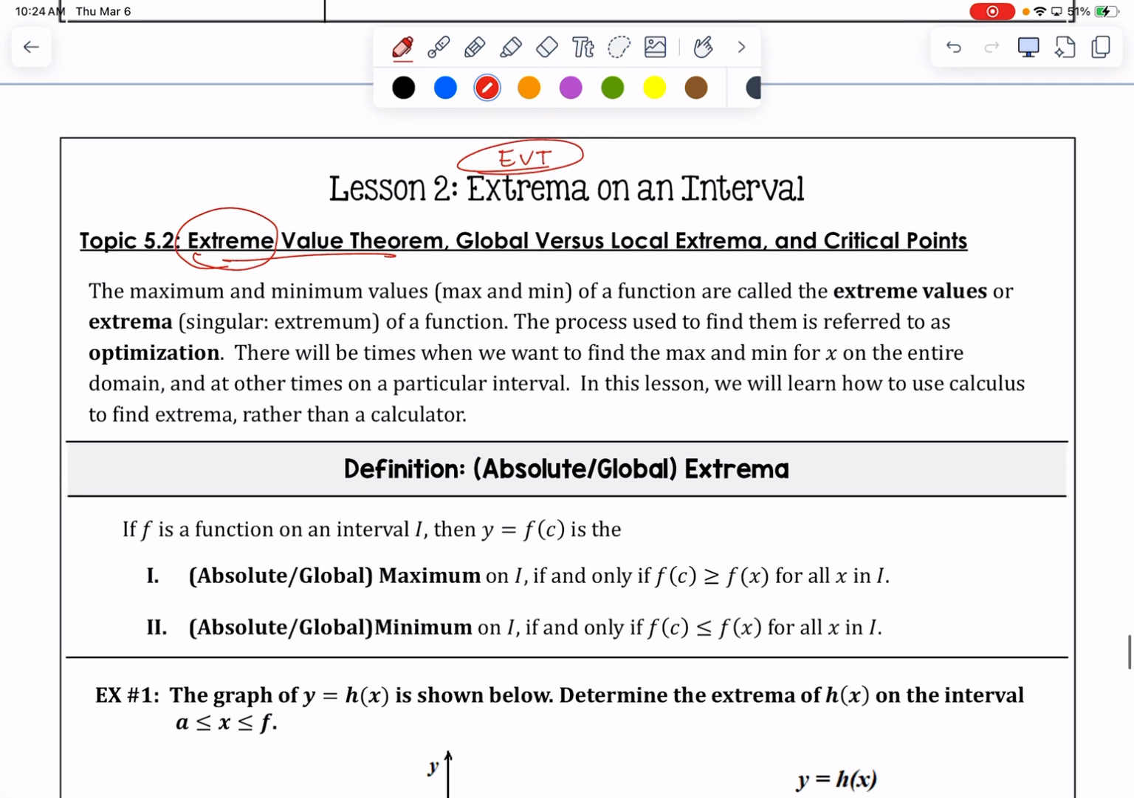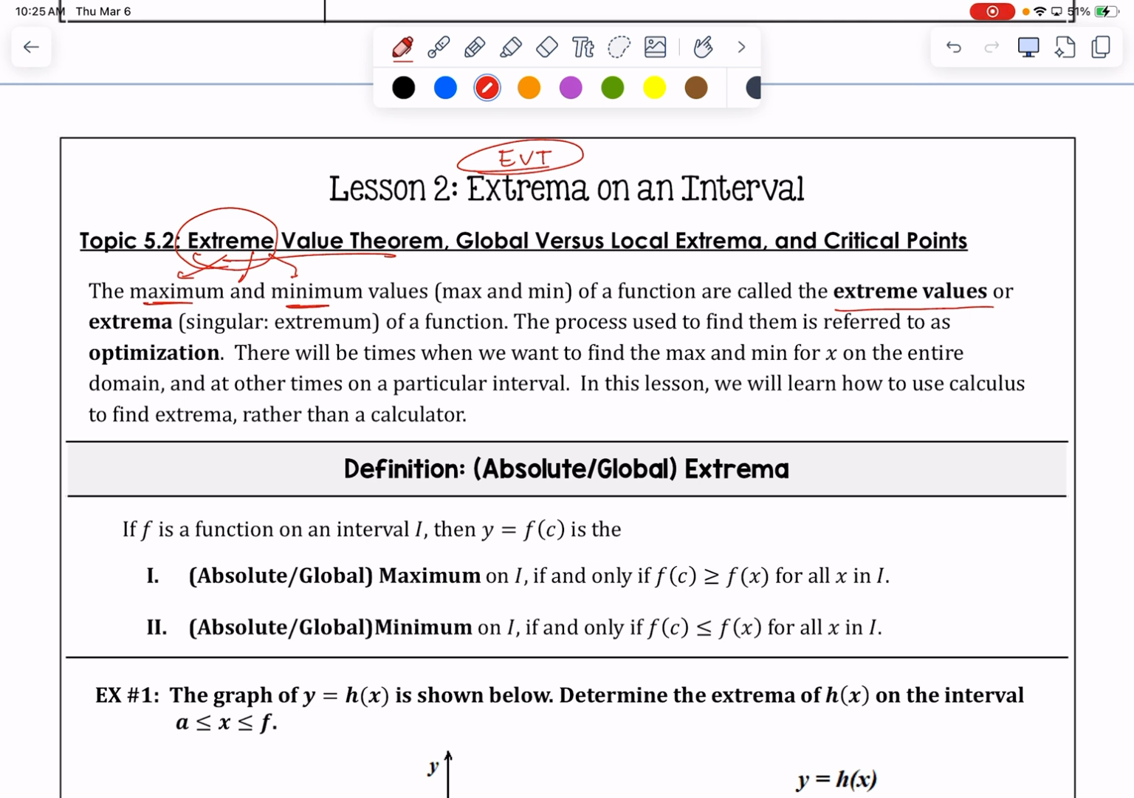Here we go. The maxes and minimum values, extreme value theorem. Don't worry, we'll get you to stand it up here soon. The max and min values are called the extreme values. That's why it's called the extreme value theorem, EVT, because it's going to help you find the extreme values.